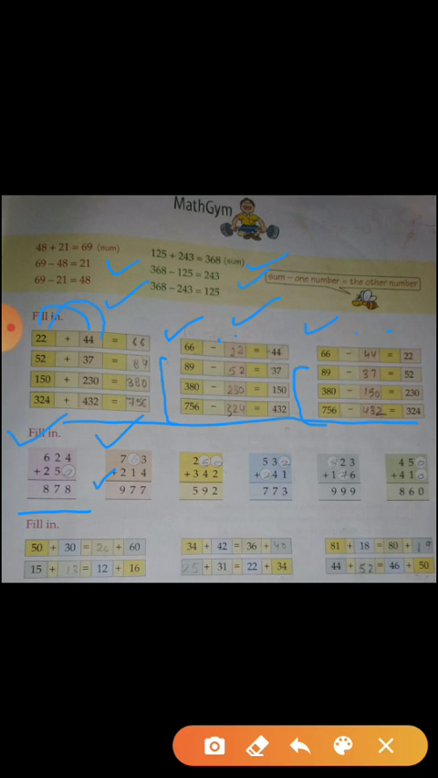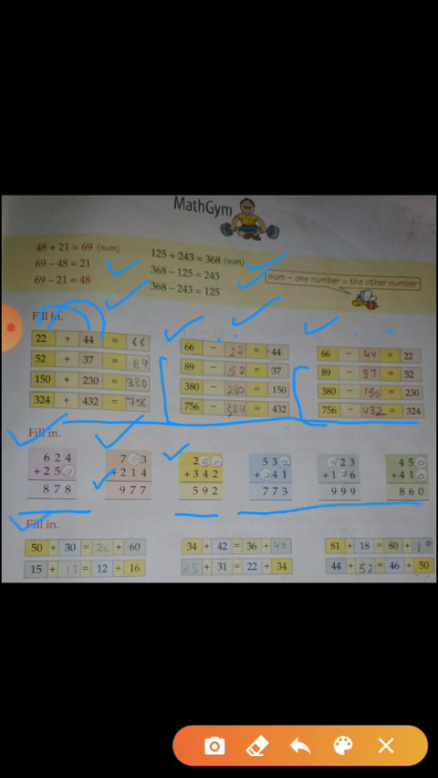Two spaces are given. Blank plus 342. The addition of these two numbers is 592. So what will you do? Subtract 342 from 592. You get the answer. Like this you do all parts. Now come to the next question.